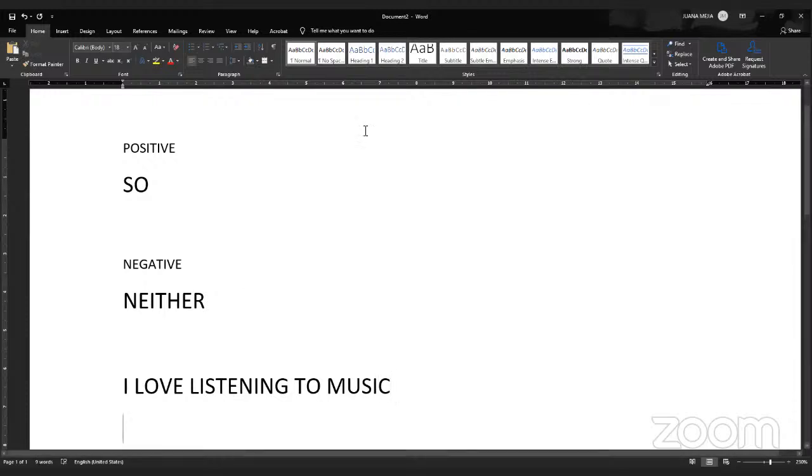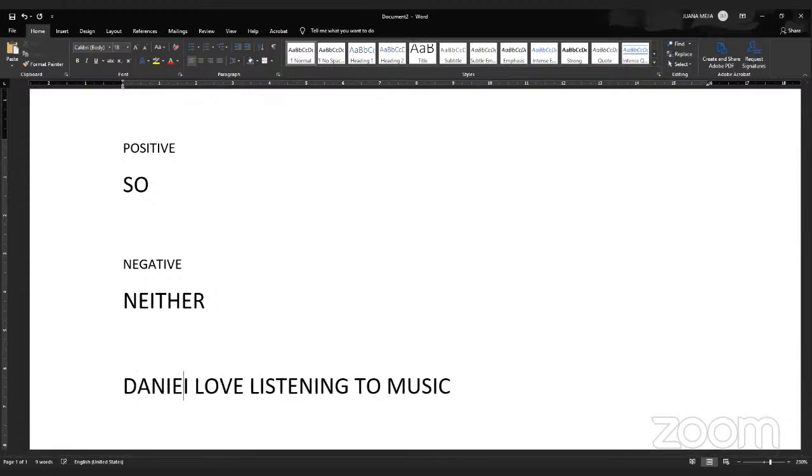This sentence is positive or negative? Positive. Is positive. Okay, in positive for agreement, so or neither? Positive. So. Yes, we use so for agreement. Let me put here. Daniel dijo esto. I love listening to music. Okay.